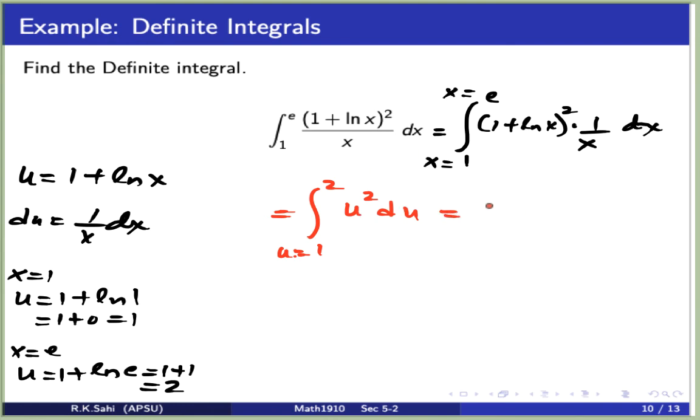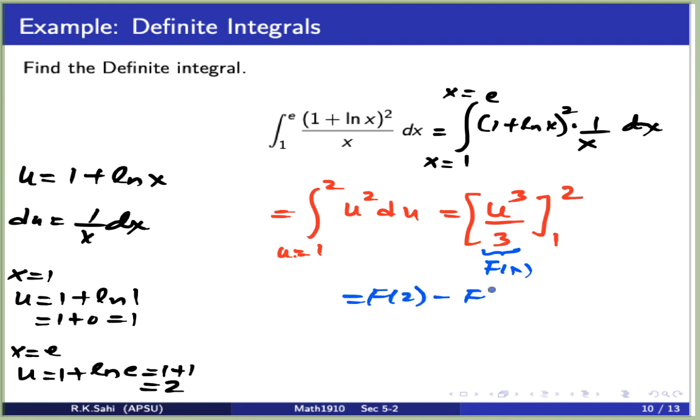So what's u squared? U cubed over 3, that's the antiderivative, from 1 to 2. So this, guys, is my f of x, which is f of 2 minus f of 1, which is 2 cubed over 3 minus 1 cubed over 3, which is what? 8 minus 1 is 7/3. Do you see that?